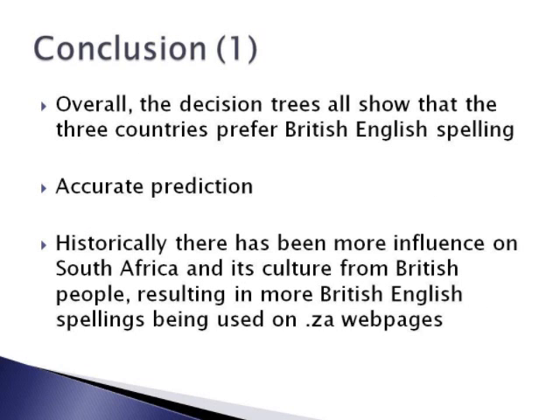So overall, the decision trees all show that the 3 countries prefer British English spelling, which means that my prediction was accurate. This could be due to the fact that historically there has been more influence on South Africa and its culture from British people, resulting in more British English spellings being used on .za web pages.